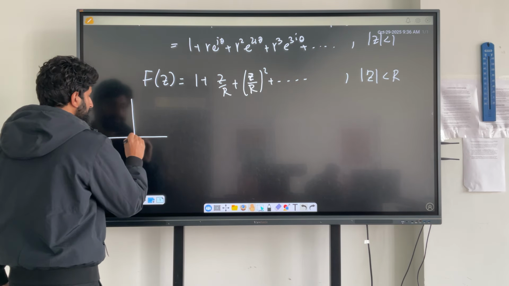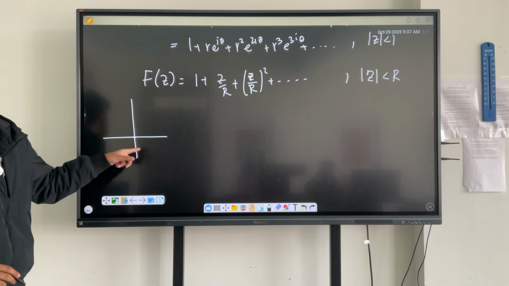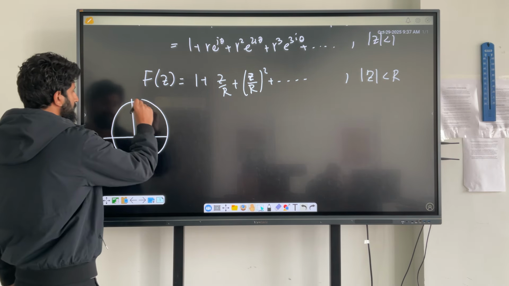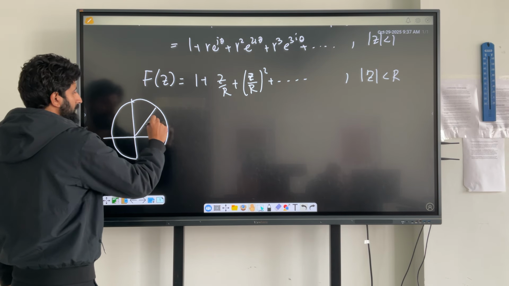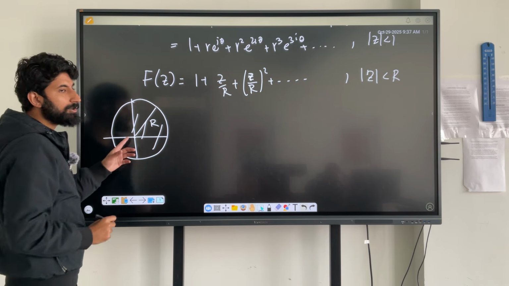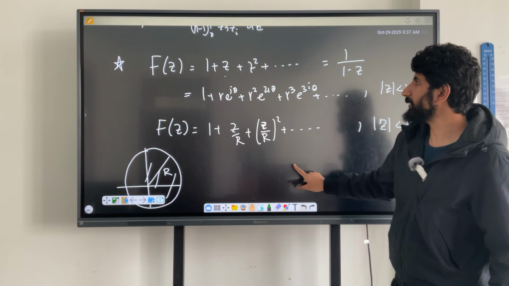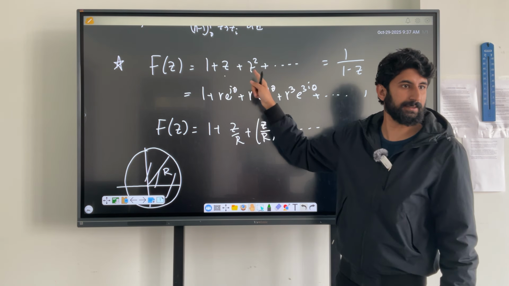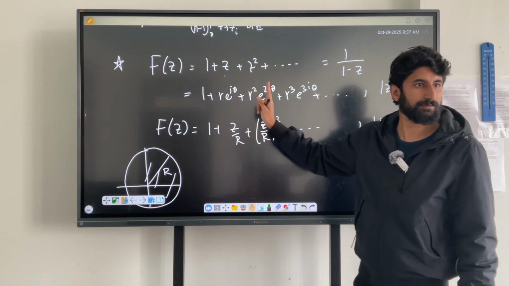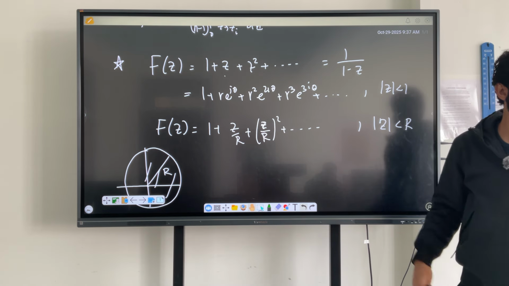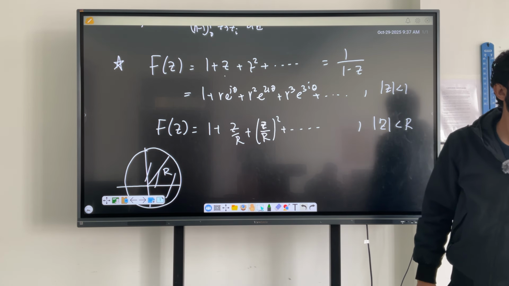So Z equals 0, obviously it's an analytic point, right? And this series converges only when the radius is this. So in this domain, the function is analytic, right? This function, which is equal to this series. Outside, it just gives you infinite values. The series does not converge.